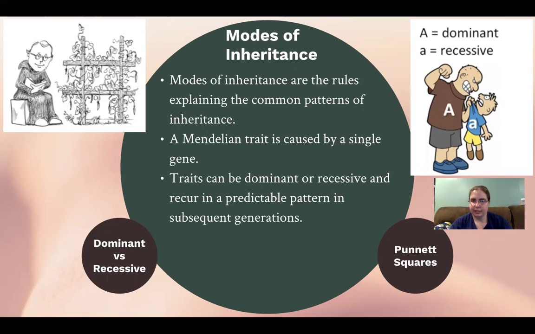Mendelian trait is caused by a single gene. So one single gene will determine that trait. Now, in Mendelian genetics and Mendelian traits, we typically see a dominant versus recessive mode of inheritance, which allows it to recur in predictable patterns in every single generation.